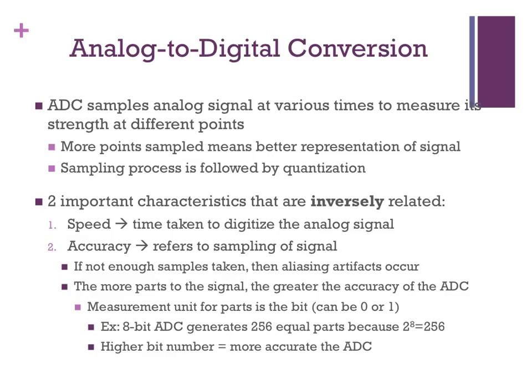The measurement unit for parts is the bit. This can be a 0 or 1, remember. For example, an 8-bit ADC generates 256 equal parts because 2 to the 8th power equals 256. And the higher the bit number, the more accurate the ADC. So the greater the accuracy, then the longer it takes to digitize the analog signal.